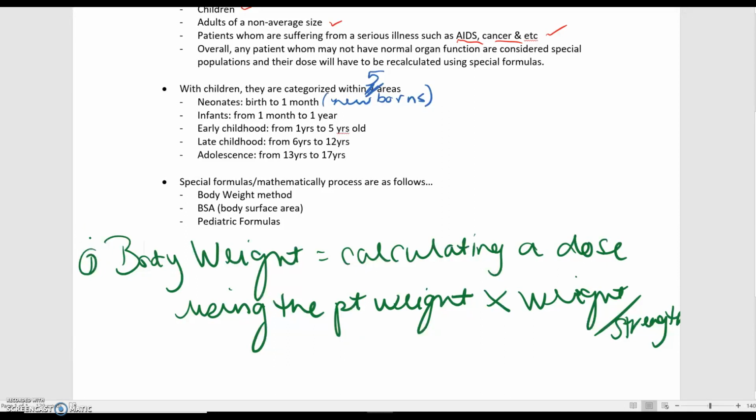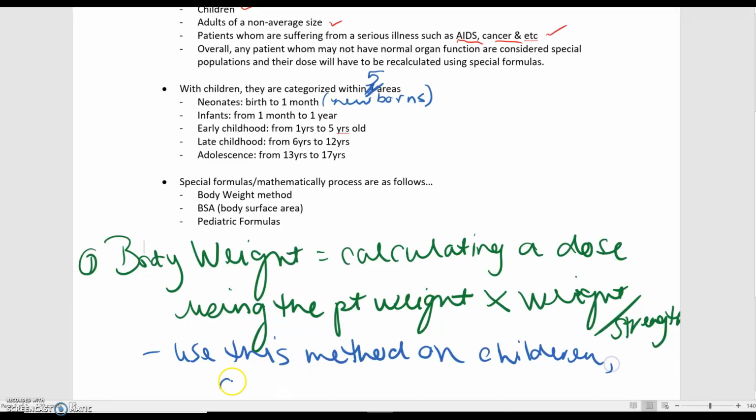With the body weight method, you can use this method for just about any patient, whether on children, adults, your geriatric patients, your elderly patients. You can use this on just about any patient.